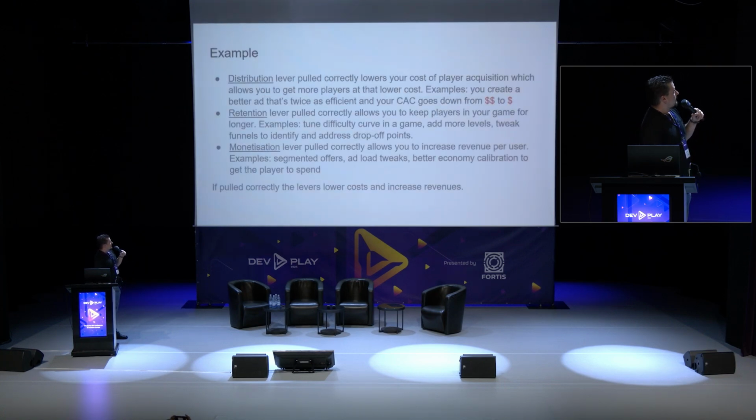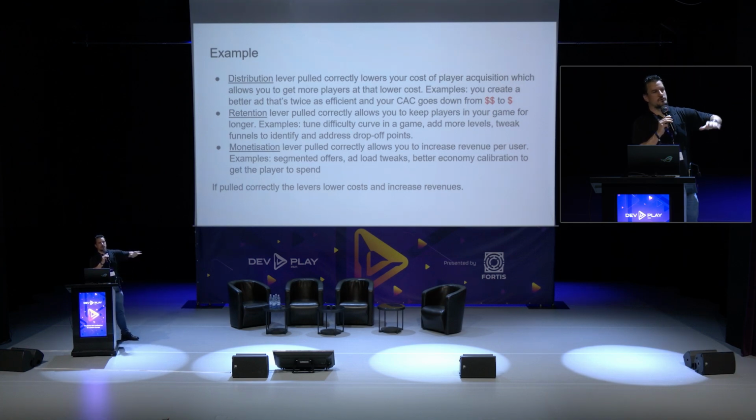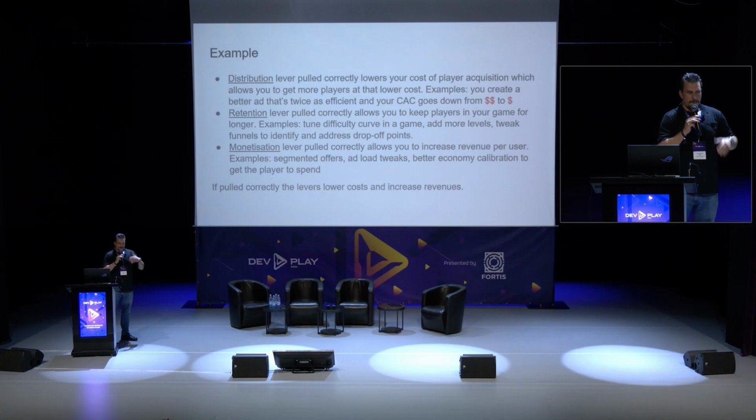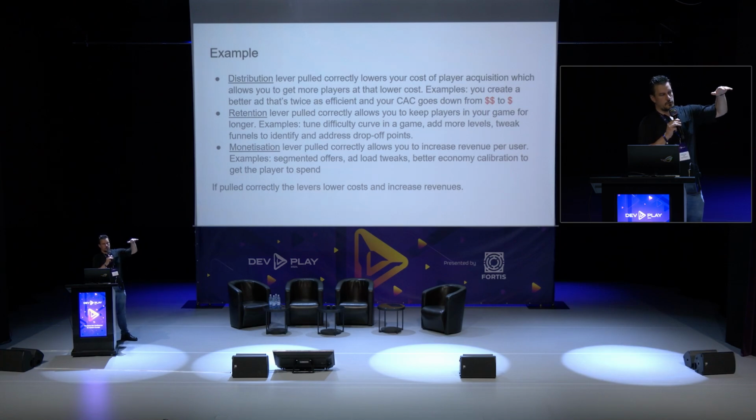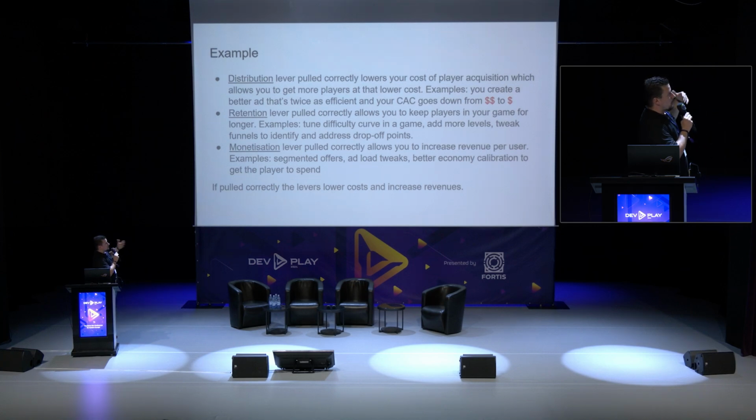Another way to see these three things, distribution, retention, and monetization, is as levers you can pull on. What do I mean by that? For distribution, for example, when you pull the lever correctly, you lower your cost of user acquisition. Say you were running some generic ads and all of a sudden you signed up The Rock and Jennifer Lopez to appear in your ads. That's gonna make them a lot more efficient, your cost of user acquisition is gonna go down, and your scale is gonna go up. With retention, if you pull that lever correctly, you'll keep players for longer in your game.